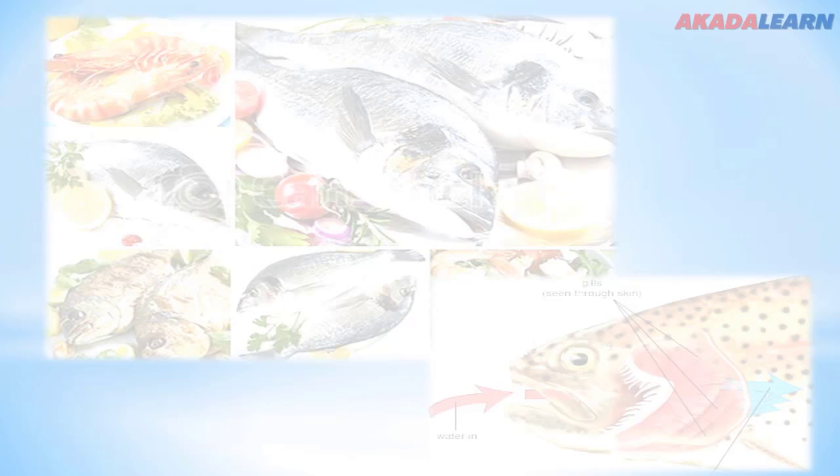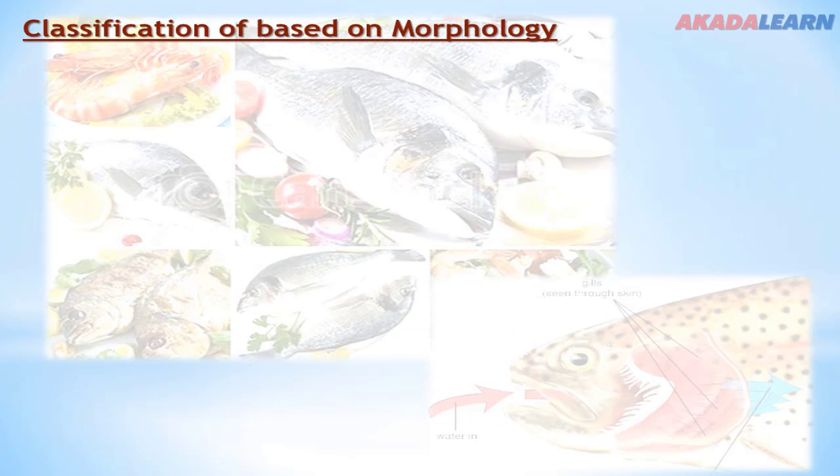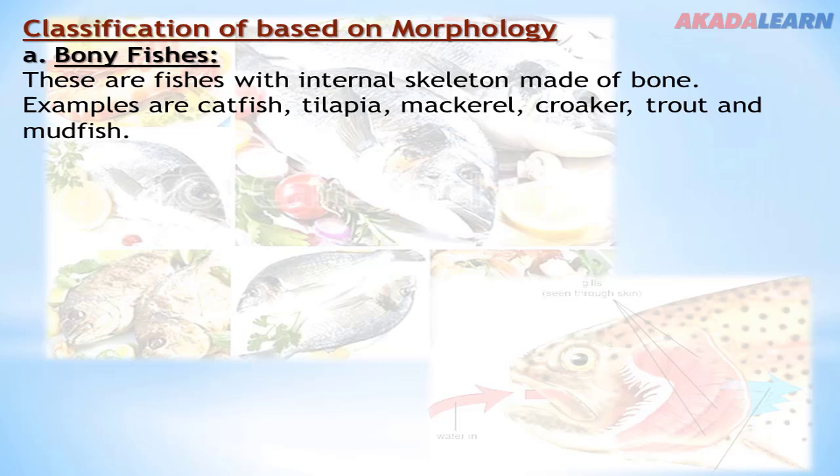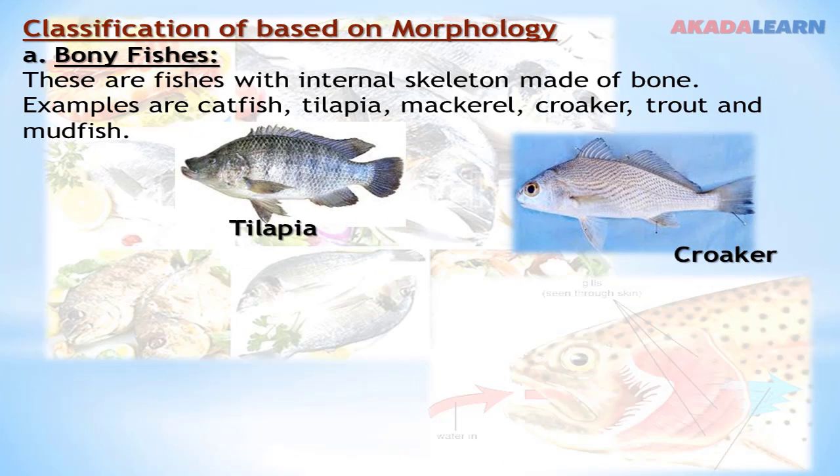Let's look at classification based on morphology. Based on morphology, fishes are classified into two major groups. We have the bony fishes and cartilaginous fishes. Now, bony fishes are fishes with an internal skeleton made of bone. Examples of such fishes are catfish, tilapia, mackerel, croaker, trout, and mudfish.